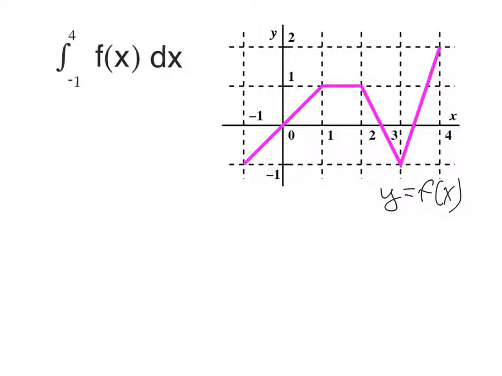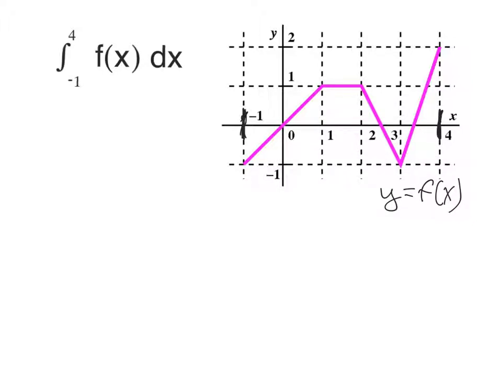Even though we don't have the formula, we can do this because of the area representation. So from -1 clear out to 4. Now we could have gone from 0 to 3 or from 1 to 2. Just look at the area from the left integral limit to the right integral limit. Okay. Now we're going to need to break this into parts.